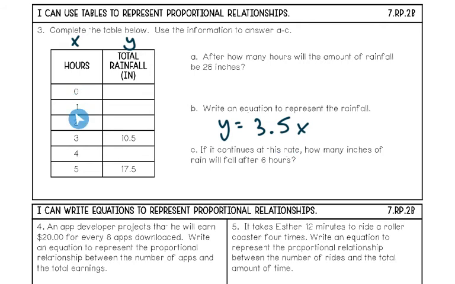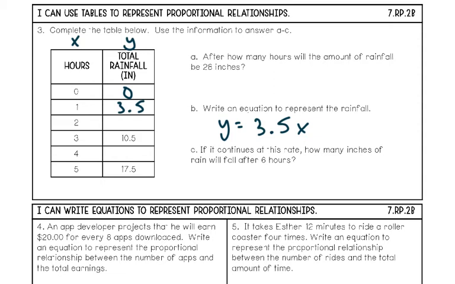So when I know the number of hours, I'm going to multiply it by 3.5. So after 0 hours, 0 times 3.5 is 0. You also know that this is a proportional relationship, so you have to go through the origin. It has to start at 0, 0. You know that this is the unit rate, 3.5. So for every 1 hour, you have 3.5 inches of total rainfall.